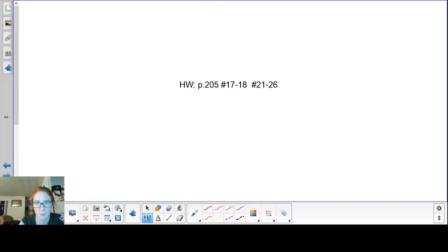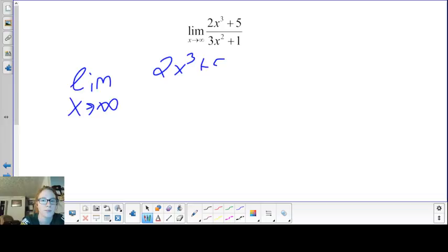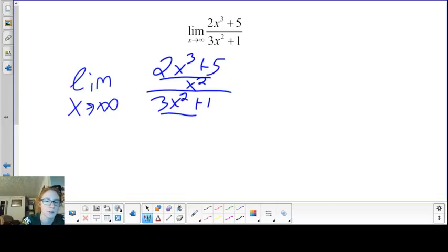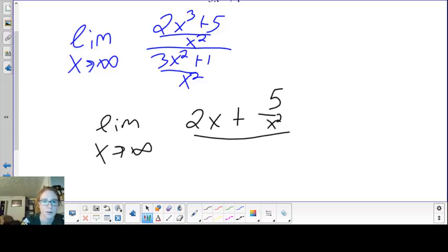I think this is my last one. Yep. Okay. Last one. Again, going to only divide by the biggest on the denominator, so we're going to divide by x squared. So we have (2x cubed plus 5) over x squared, over (3x squared plus 1) over x squared. So when I simplify that down, I'm going to be left with the limit as x approaches infinity of 2x plus 5 over x squared, over 3 plus 1 over x squared.